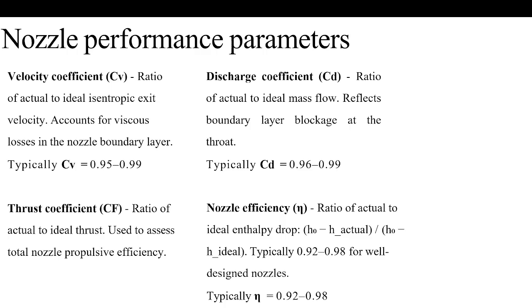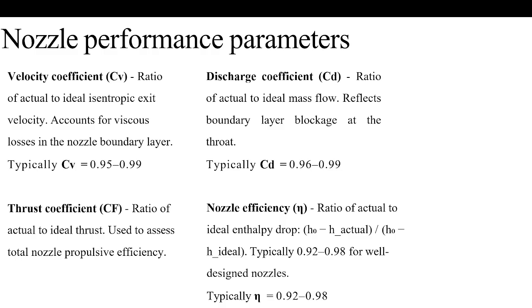Agreed? Yes, no, maybe. So it would be the actual divided by the ideal case. We represent it as C suffix V, and typically this value would be around 0.95 to 0.99. Coming to the discharge coefficient, it is the ratio of masses, whereas the coefficient of velocity is the ratio of velocities. It is considered to be the actual mass divided by the ideal mass, it is in the range of 0.96 to 0.99, and it is denoted by C suffix D.